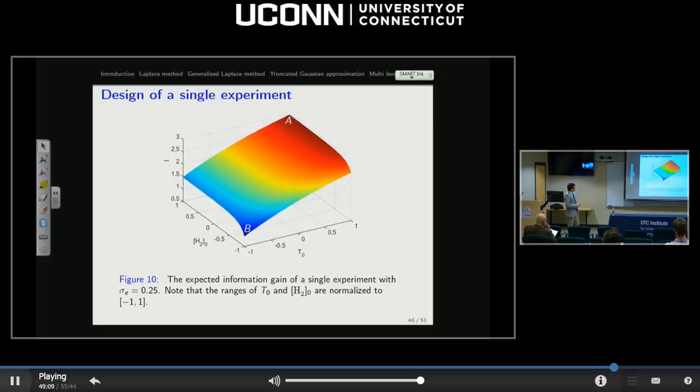However, if you fix your temperature and you increase the initial concentration of the hydrogen, after some point the information you get does not increase anymore. It's almost a flat curve. But at the beginning, it increased dramatically.